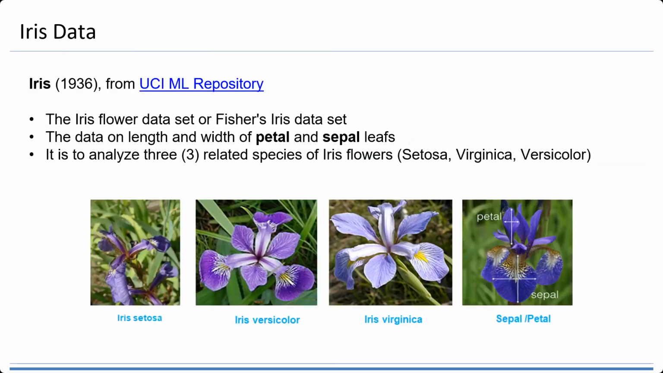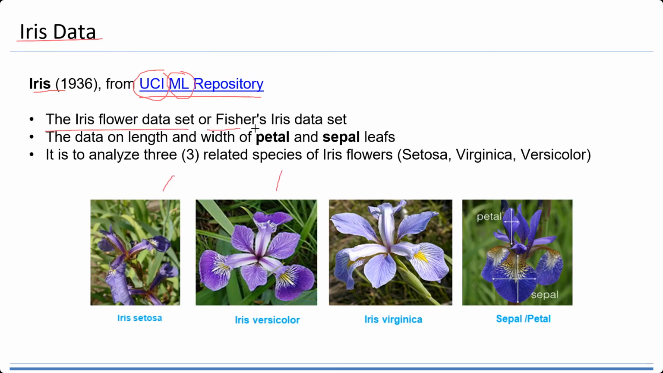Okay. Now, I would like to explain another data set that is for our practice. There is one data set named IRIS. You can get the IRIS data set from the UCI ML repository. ML means machine learning. UCI is University of California, Irvine in USA. So this is a flower data set. This is the flower.